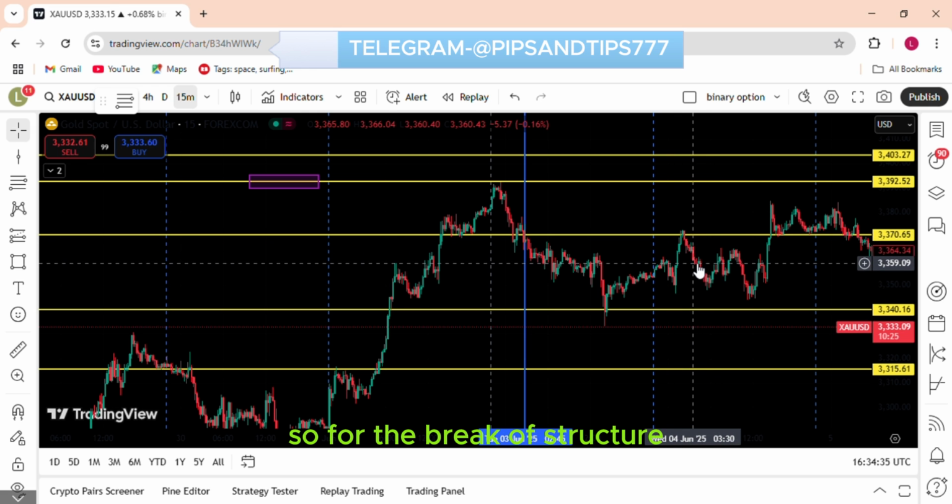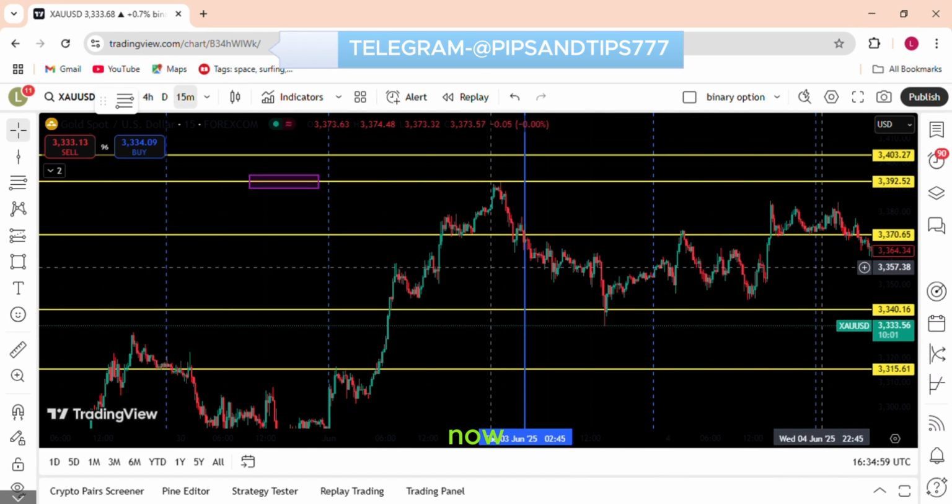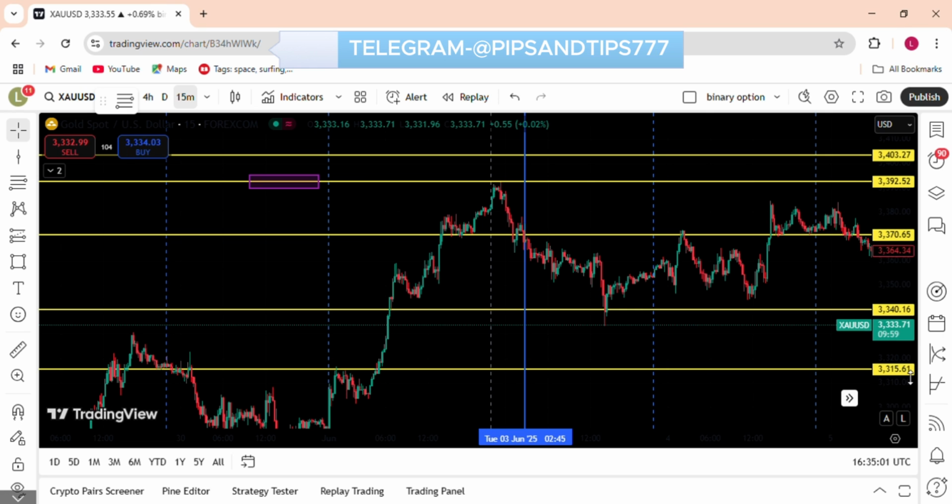So for the break of structure, this confirms the new trend. After the change of character, the break of structure usually comes next to confirm continuations in the new direction. These two help us identify reversals and trend continuations. Now, I'll move on to the fair value gaps.